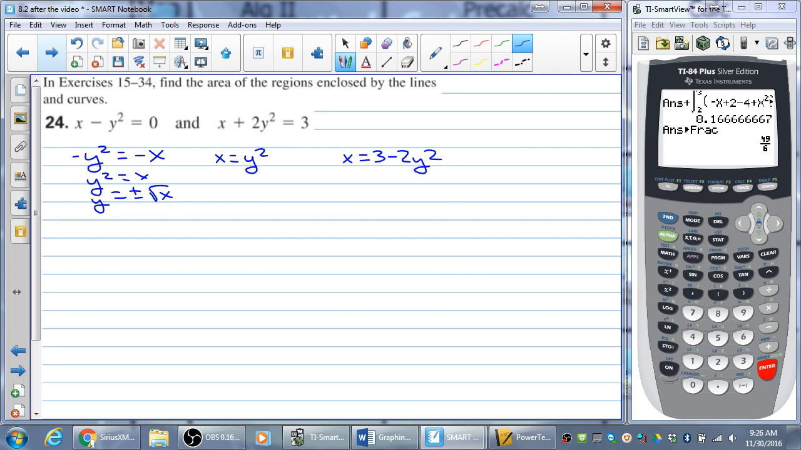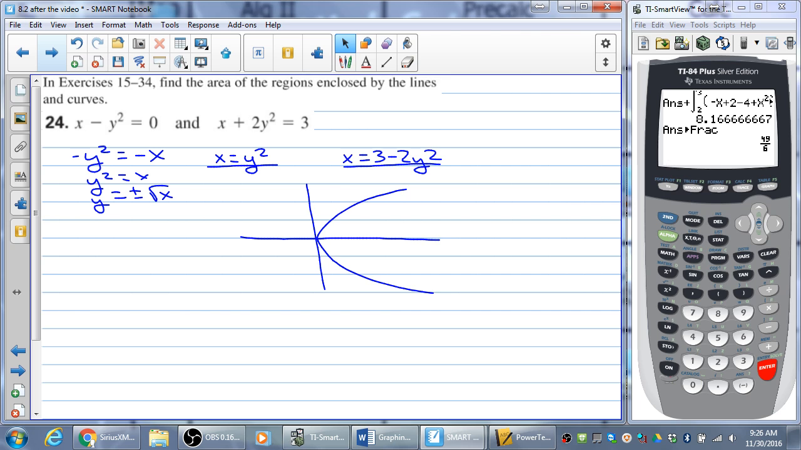I know what these graphs look like. y equals x squared is a parabola that opens up, so x equals y squared must be a parabola that opens to the right. That's this one right here. Now for the other one, if you plug 0 in for y, you get 3. 1, 2, 3. And when you have a negative y squared or a negative x squared, that parabola either opens down or to the left. So this one opens to the left.